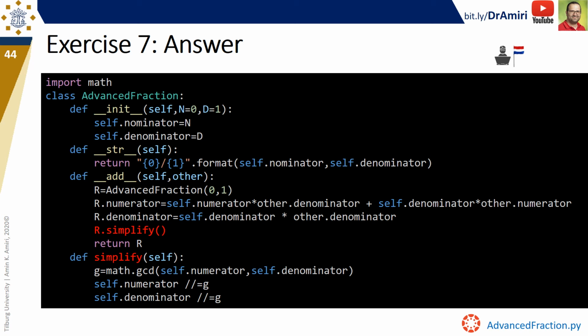Now I have to define this simplify. What I can do is to simply write def simplify, and I always need to provide self as the argument. Then what I need to do is to first calculate the GCD of the numerator and denominator, and then use this new value, this GCD, to recalculate numerator and denominator. I have to change this instance's numerator and denominator by dividing them by g.